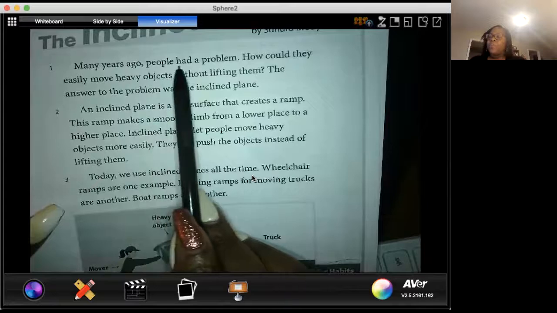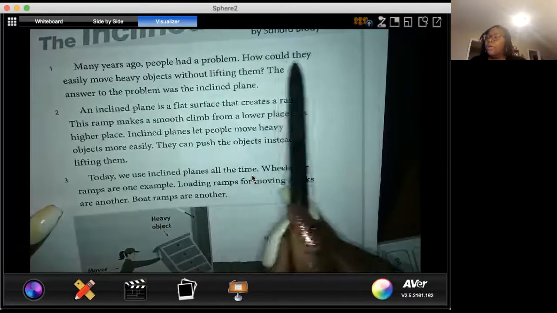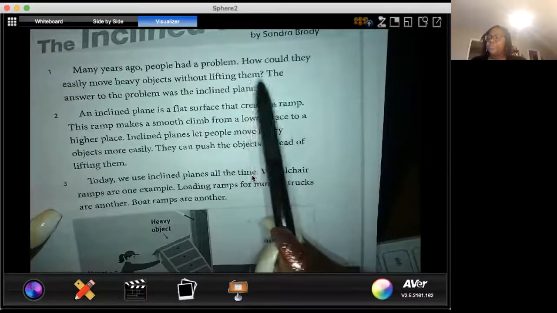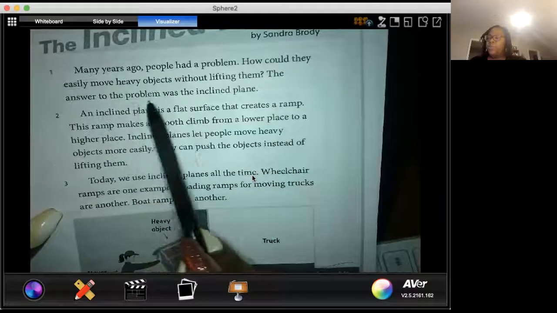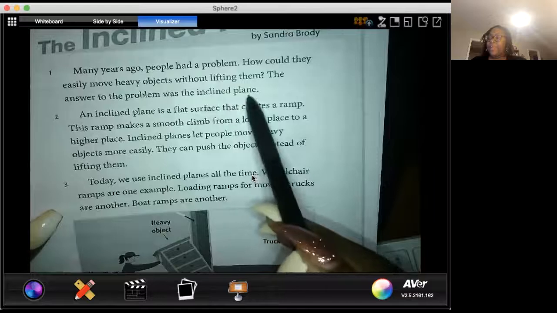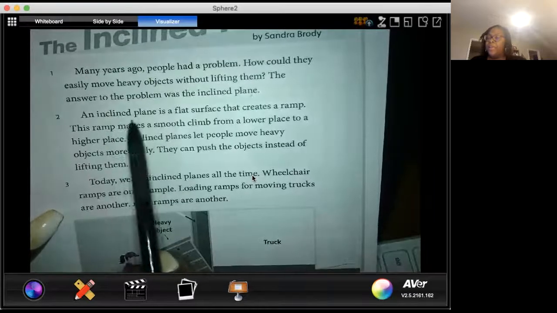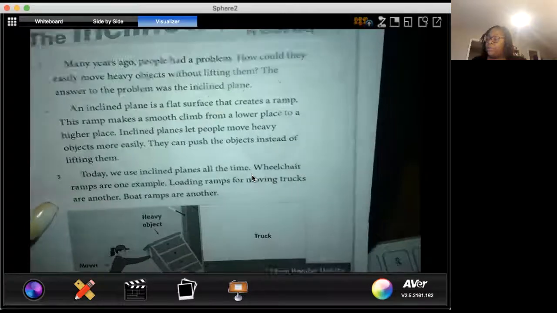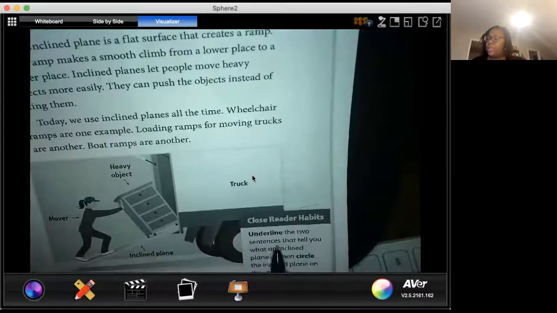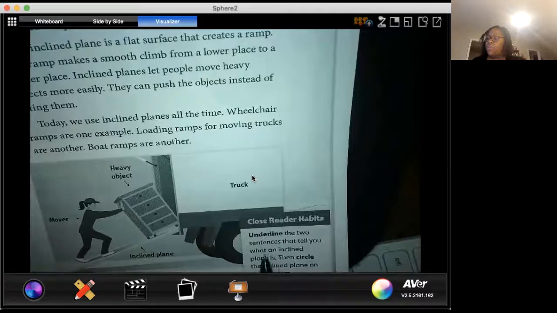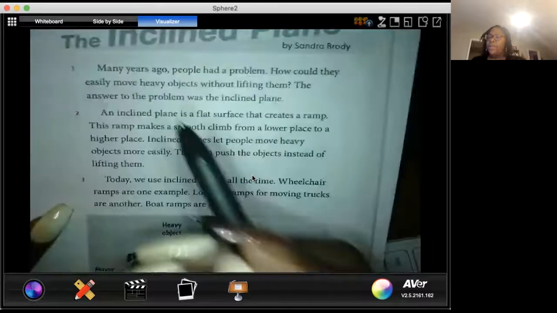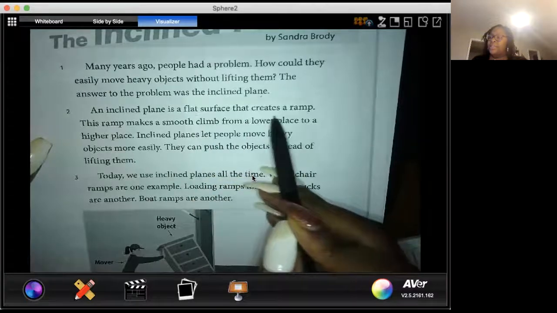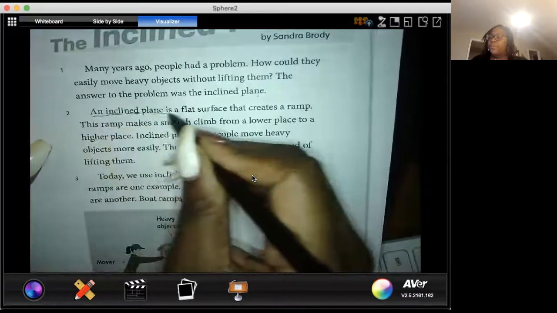Many years ago, people had a problem. How could they easily move objects without lifting them? The answer to the problem was the inclined plane. An inclined plane is a surface that creates a ramp. So it says down here that we are to underline sentences that tell us what an inclined plane is. Right here it says an inclined plane is a flat surface that creates a ramp. So we're going to underline this.